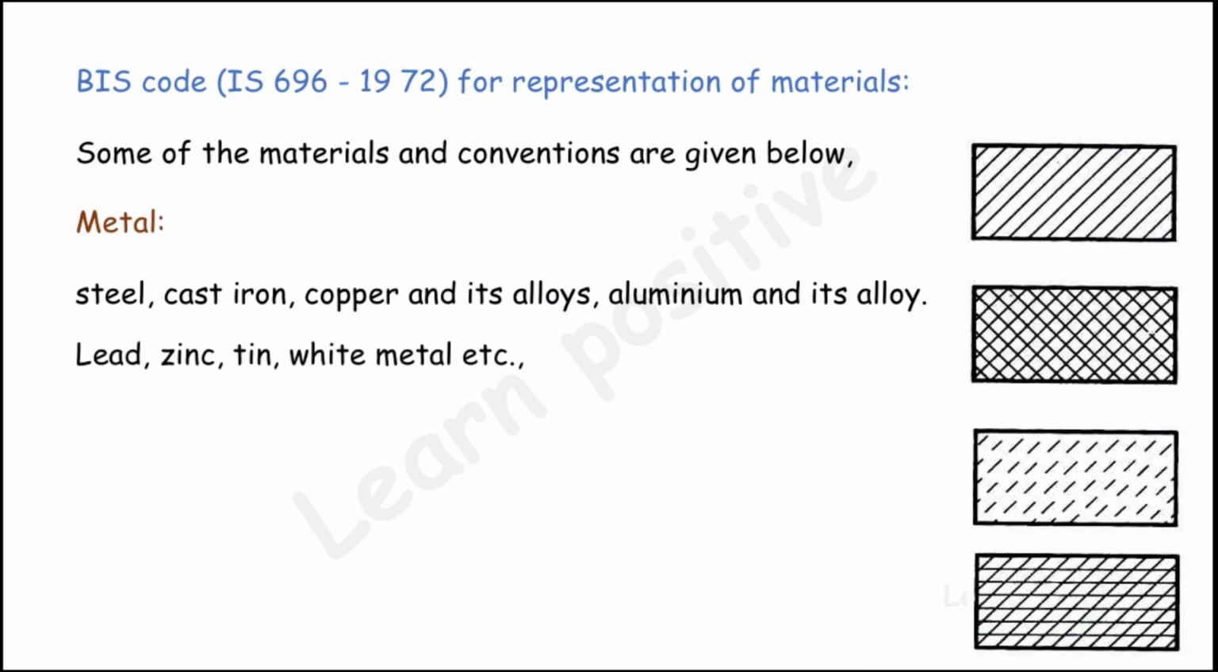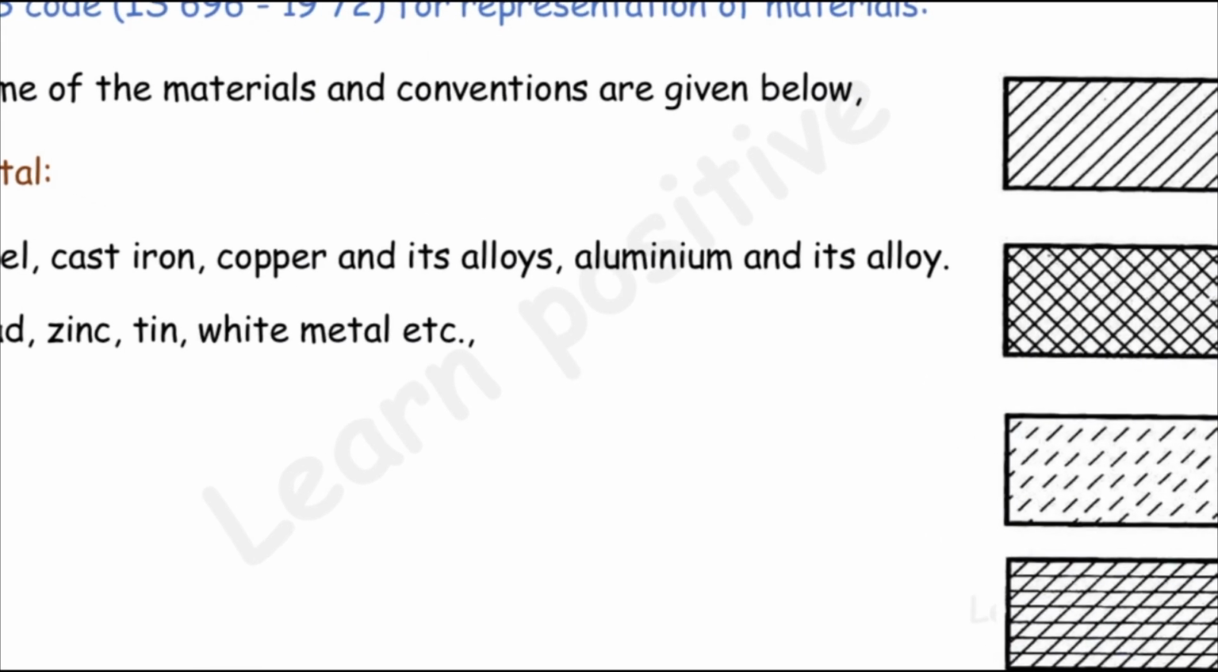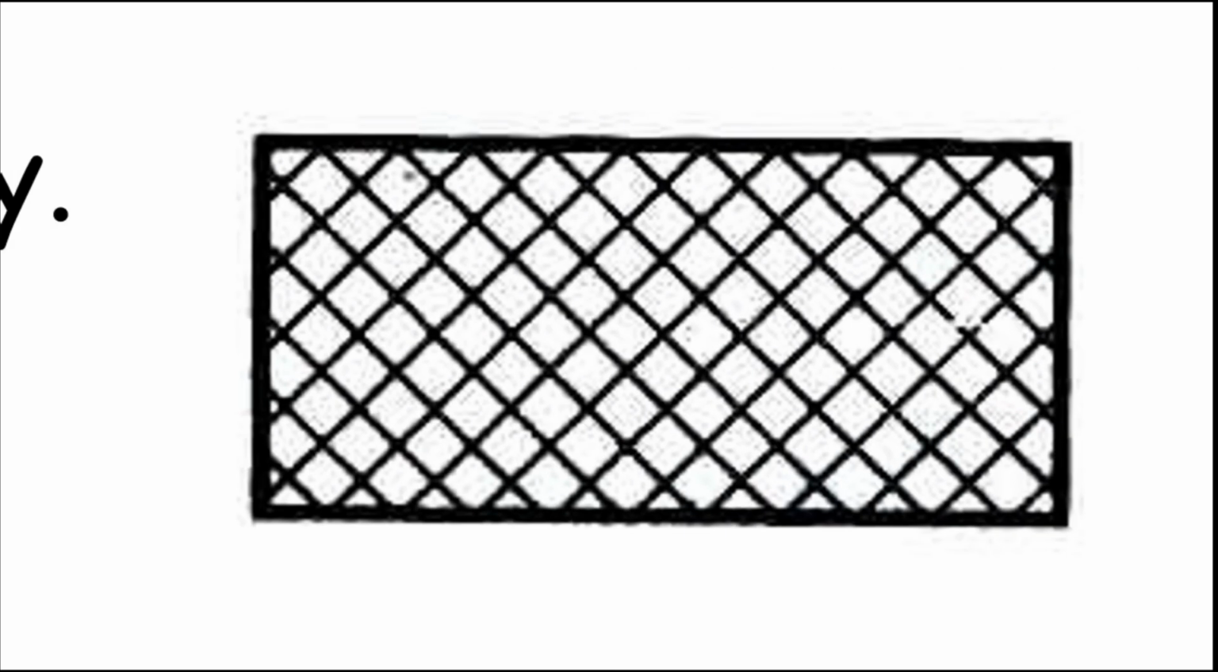And for lead, zinc, tin, white metal and similar soft materials, we use the mesh type at 45 degrees, both right and left.